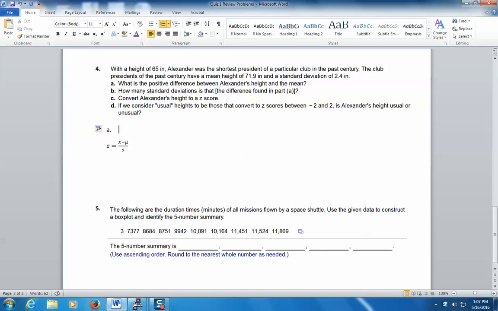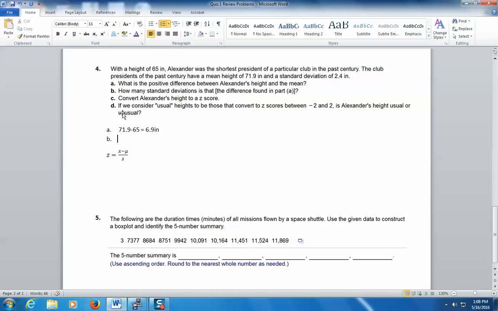So the positive difference would just be the larger of the heights, 71.9, minus, what was his height? 65. So we get 71.9 minus 65 is equal to, what, 6.9 inches.